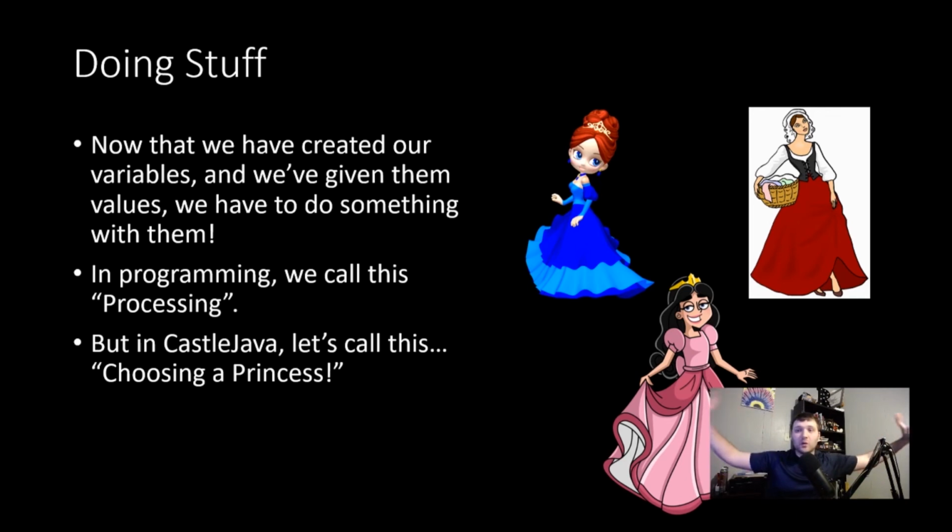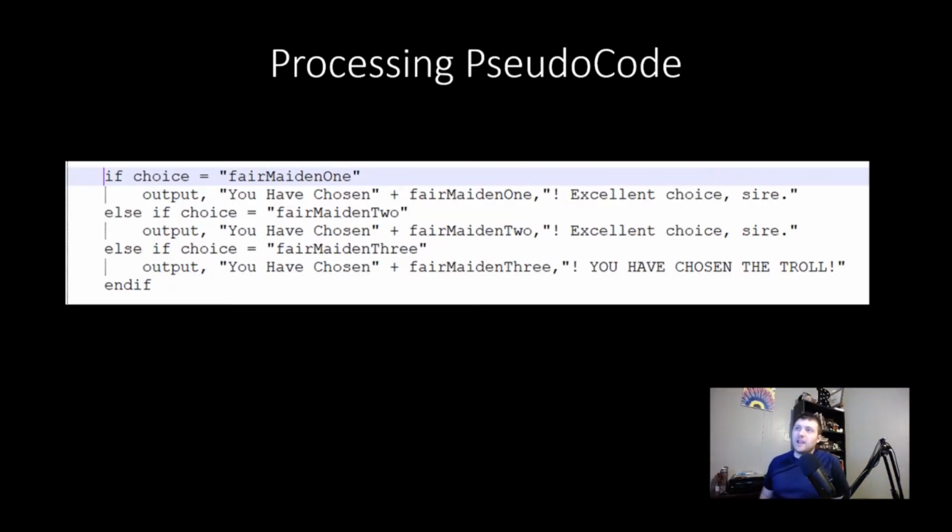In Castle Java, we're going to call this choosing our princess, or taking our princess data and then doing something with it. So let's go ahead and process the pseudocode. In this case, I'm using what's called an if statement. Do not worry too much about the decision statements here. We will dive more heavily into those later on, when it matters a little bit more.